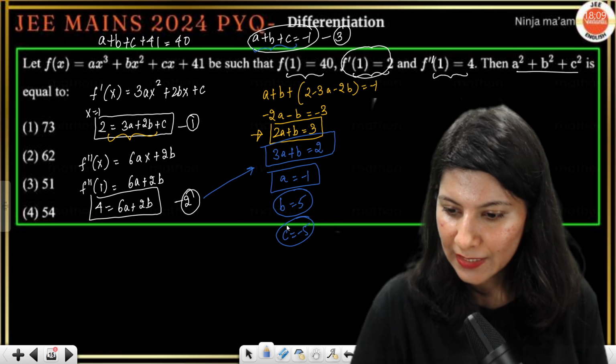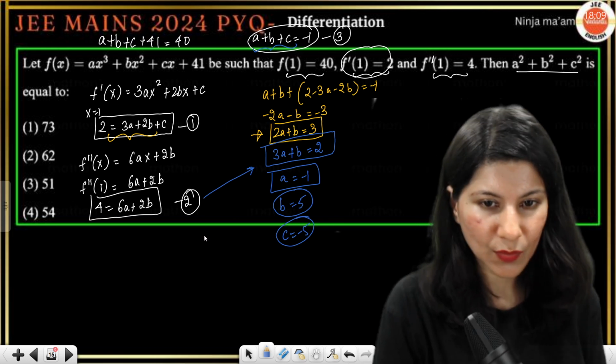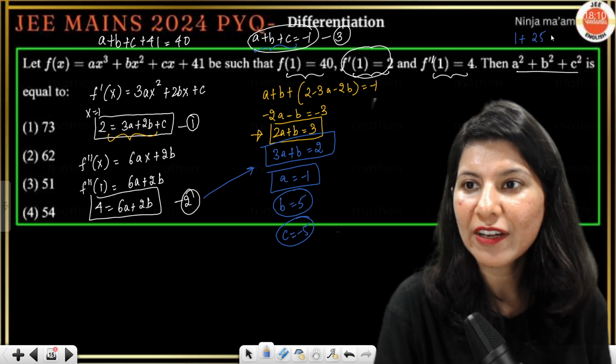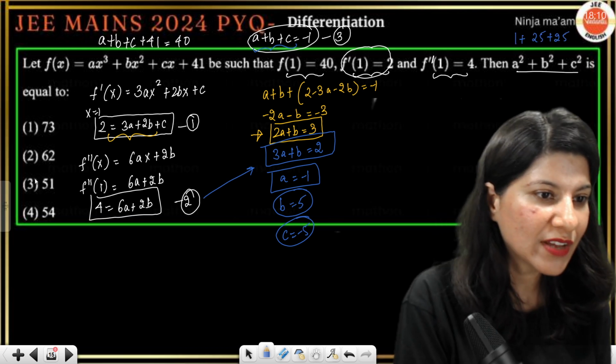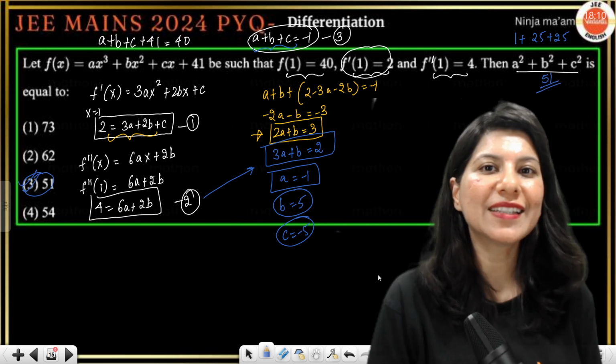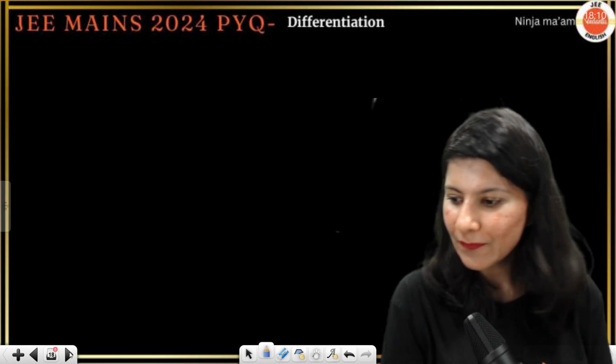All right. So basically your a is coming out as -1. Yeah, so a square plus b square plus c square will be 1 plus 25 plus 25, so 51. Where is 51? Option C. 51 is absolutely right. All right, this question also done nicely.